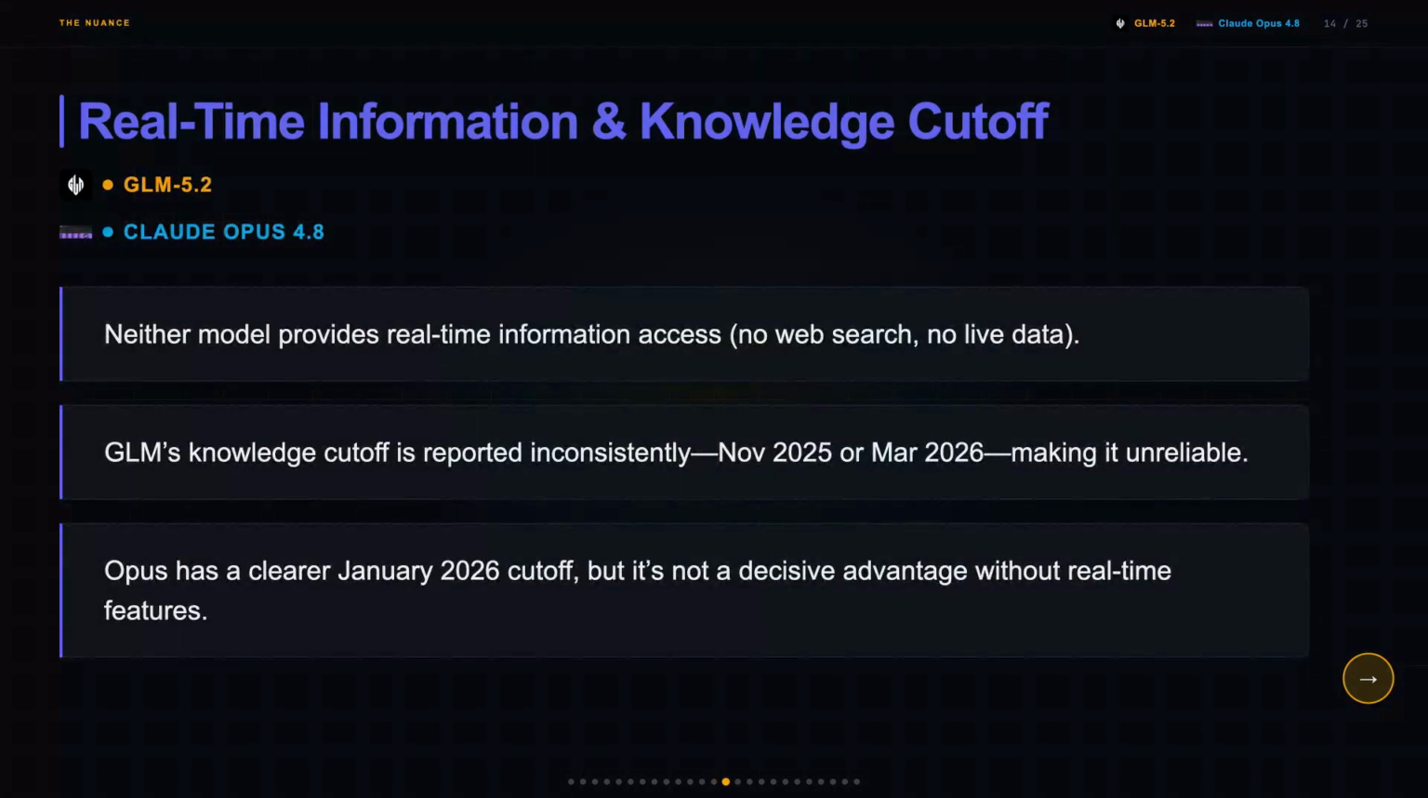Now, the nuance here is that neither model is going to save you if you need live data. No web search, no live feed for either one, so Opus's cleaner cutoff date is a transparency win, not a capability win.